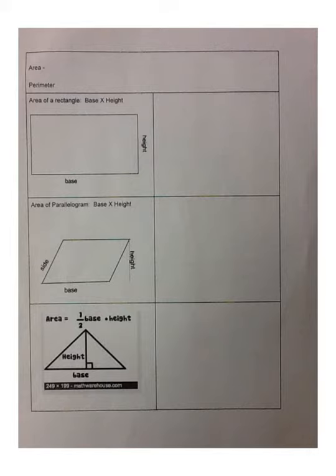Next, we're going to look at finding the area and perimeter of 3 different shapes. First of all, we need to know the difference between area and perimeter. Area is simply the measure of the inside, and perimeter is the distance around something. Make sure you copy this information into your notes.